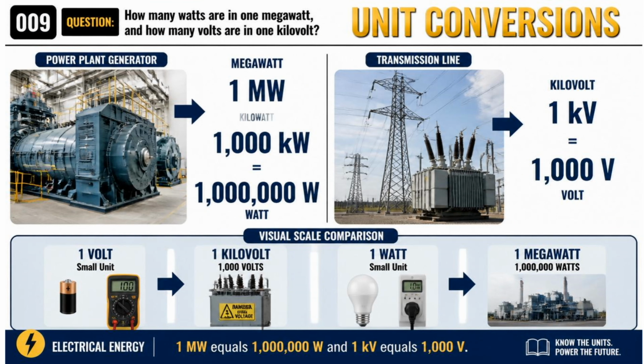Question 9. How many watts are in 1 megawatt, and how many volts are in 1 kilovolt? 1 megawatt, abbreviated as MW, is equal to 1 million watts. 1 kilovolt, abbreviated as kV, is equal to 1000 volts. These larger units are commonly used in power generation, transmission systems, and high-voltage electrical networks, where power and voltage levels are much higher than those found in ordinary electrical circuits.